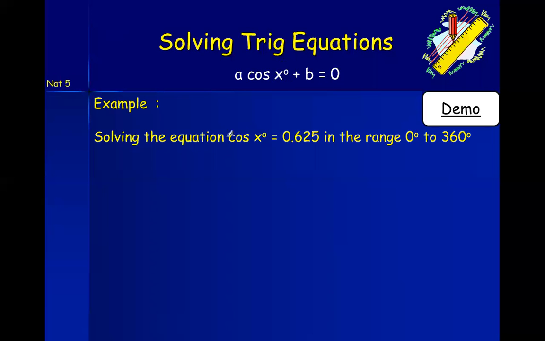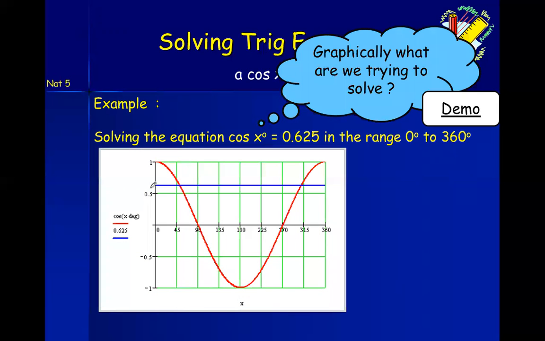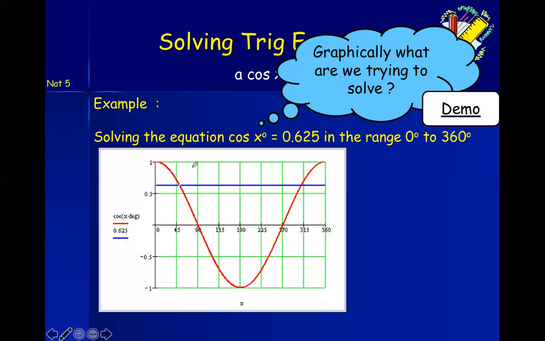Now, we've done sine. Let's say we're asked to do cos x equals 0.625, again in the range 0 to 360. Graphically, 0.625 is roughly more than 0.5, but you can see that we need to find two solutions again. So we're looking for two solutions, one here and one there.